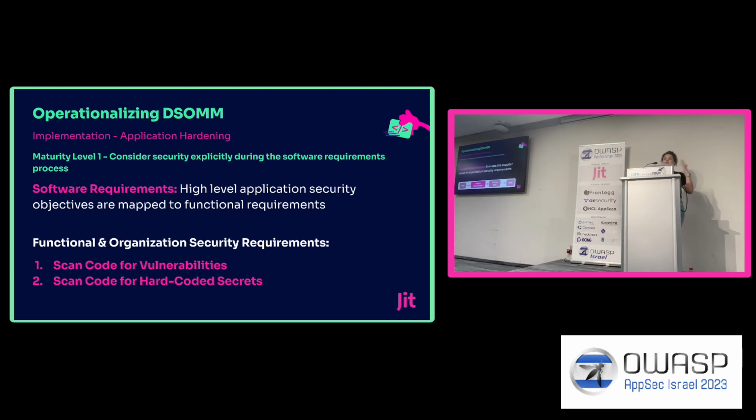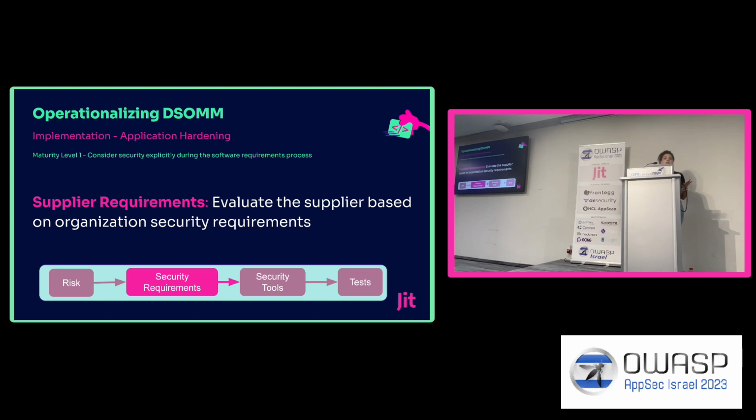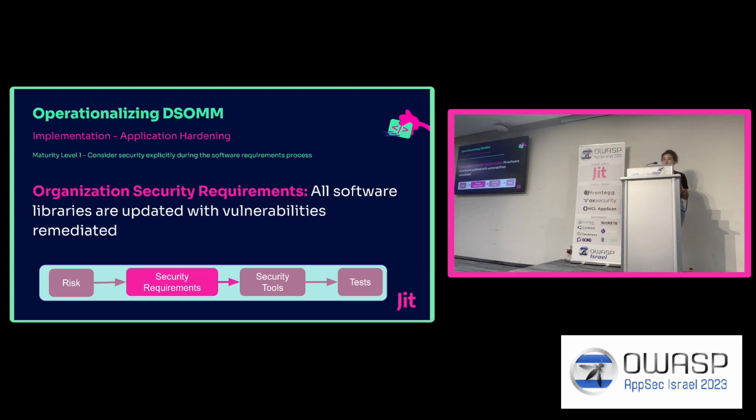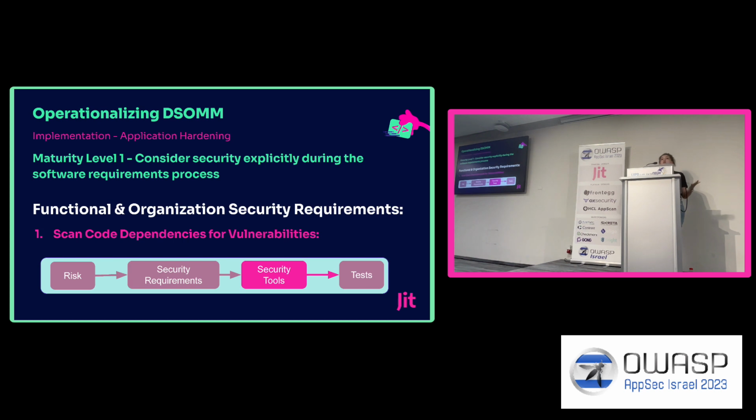Now, looking at it from a supplier perspective, evaluate the supplier based on organization security requirements. And again, what does it mean, right? We need to make sure all the libraries in our software are updated with vulnerabilities remediated. And the action item for this one is we need to scan code for dependency vulnerabilities.